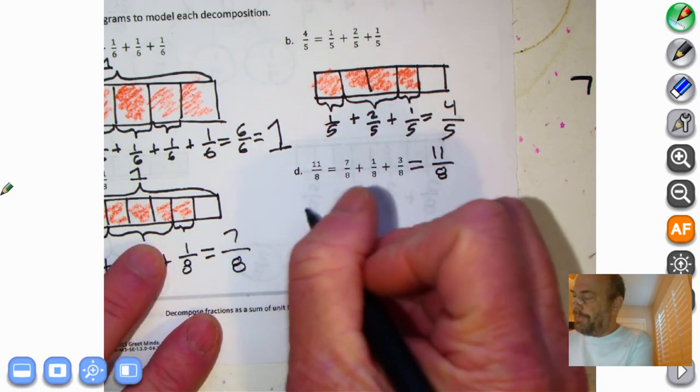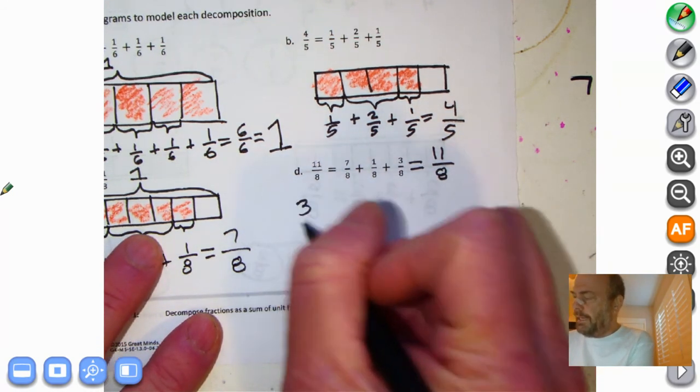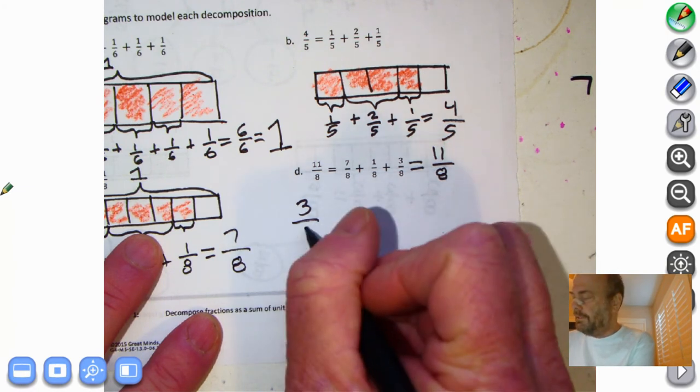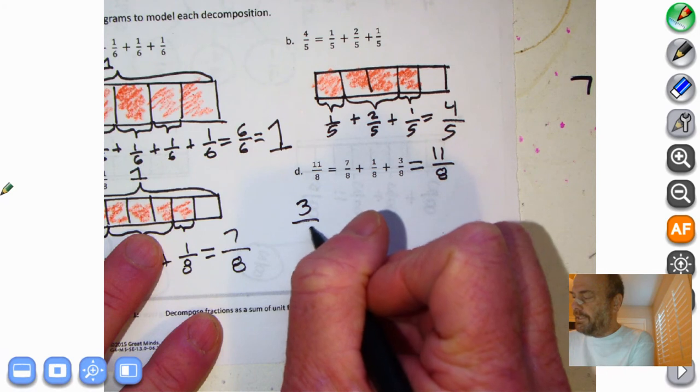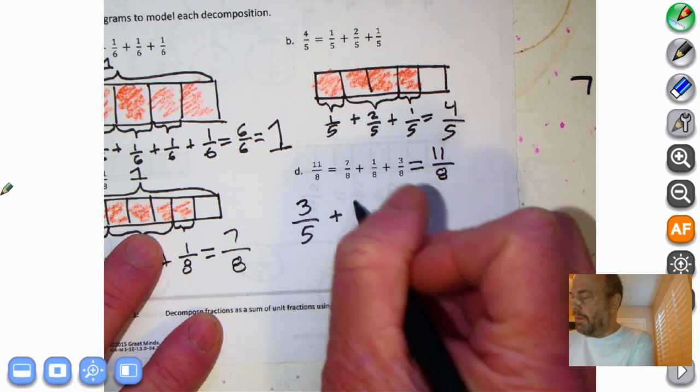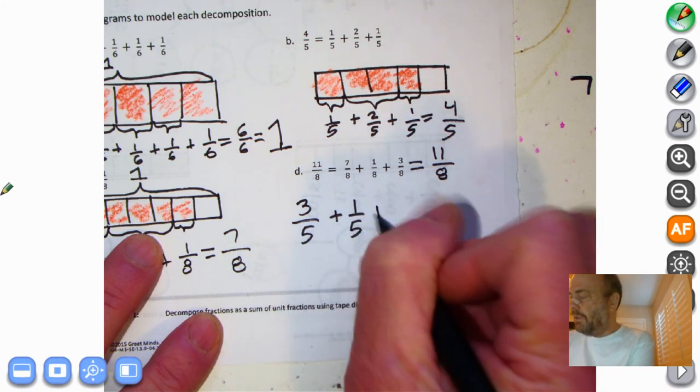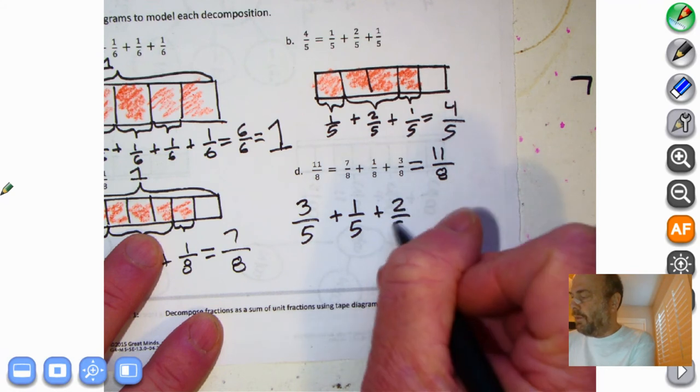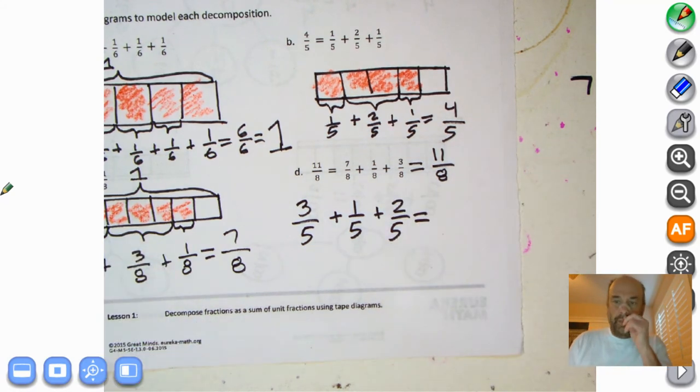Let's do 3/5 plus 1/5 plus 2/5. Go ahead and pause the recording and do that one on your own.